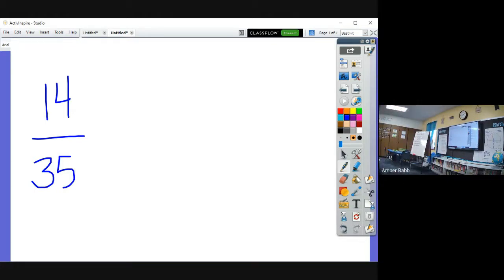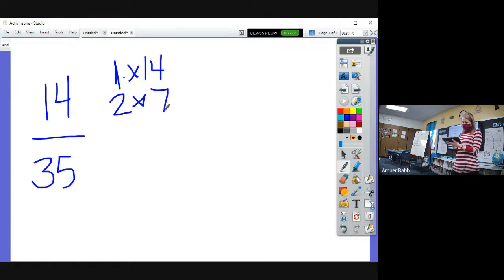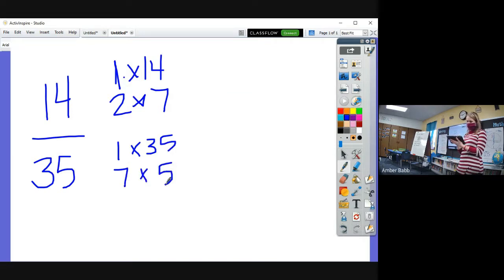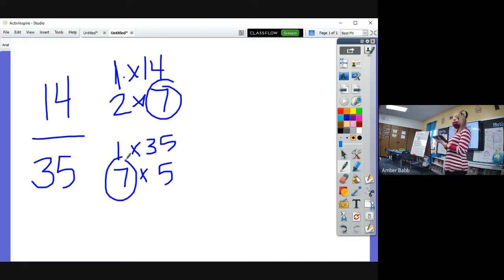All right. So I could list my factors, and when I do that, I get 1 times 14 and 2 times 7. Down here, I've got 1 times 35, and 7 times 5. Anything else? No. So I divide by 7. And you got 1. So 14 divided by 7 is 2.